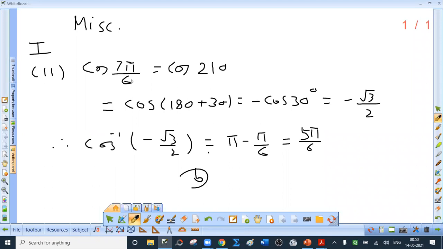7 pi by 6 means 210 degrees. Cos 210 is nothing but cos of 180 plus 30, which is minus cos 30, that is minus root 3 by 2. Means we have to find cos inverse of minus root 3 by 2. Now what is cos inverse of minus root 3 by 2? It is pi minus pi by 6, which is nothing but 5 pi by 6. So the correct option is B.